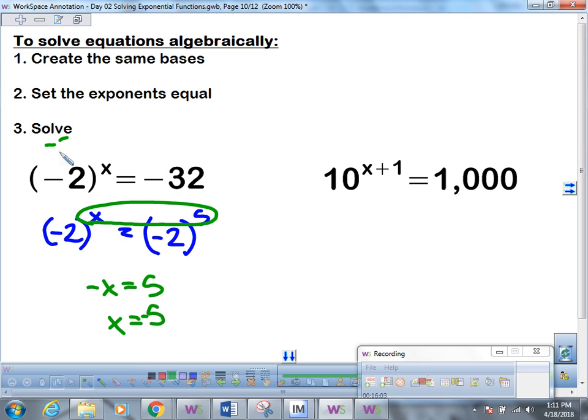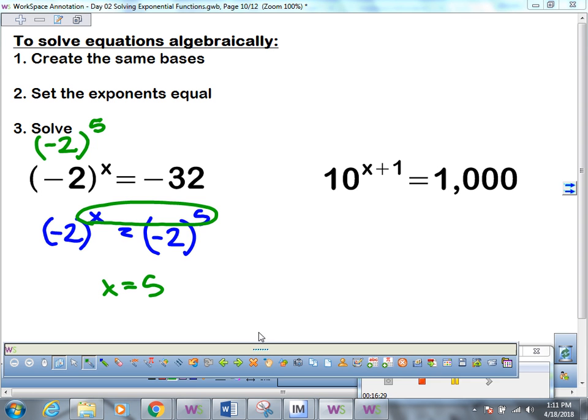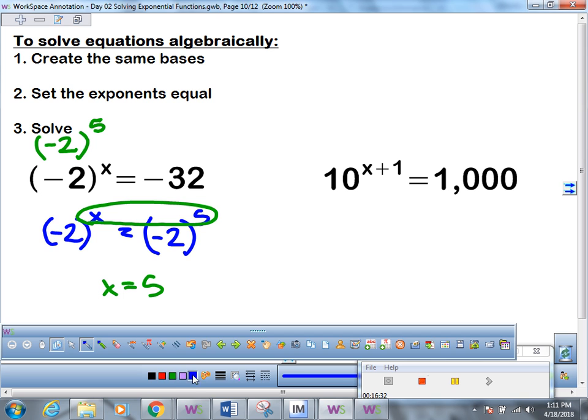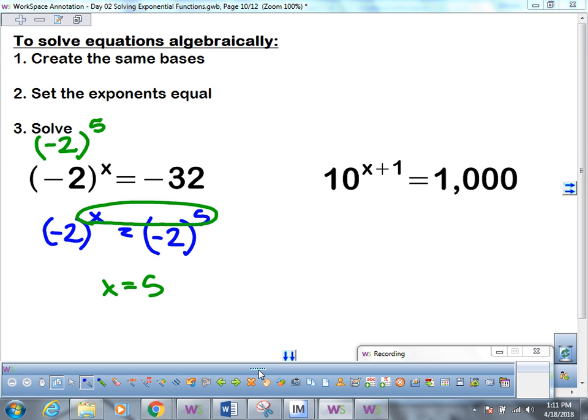If I plug that back in or substitute it back in, negative 2 to the negative 5. Wait, this wasn't negative x. See how I checked? And I knew I was wrong? I couldn't have planned that one better. So negative 2 to the 5 is negative 32, so we're right. Let's do another one. They just look so excited to do this stuff. Like they just can't wait.